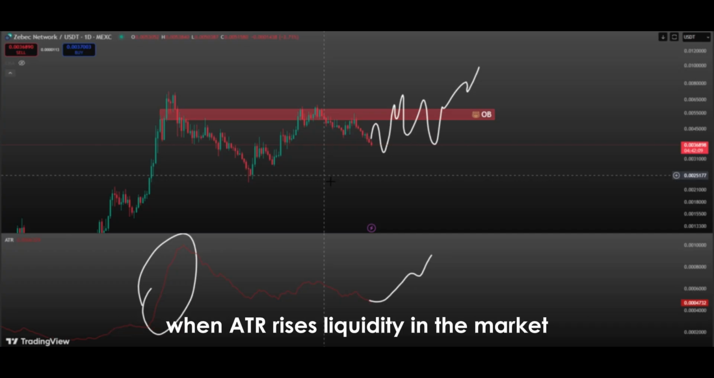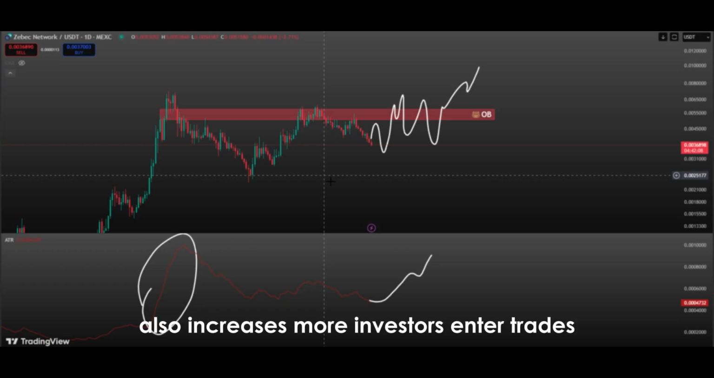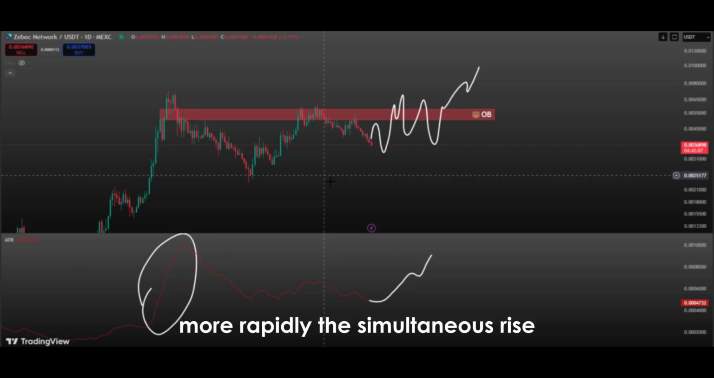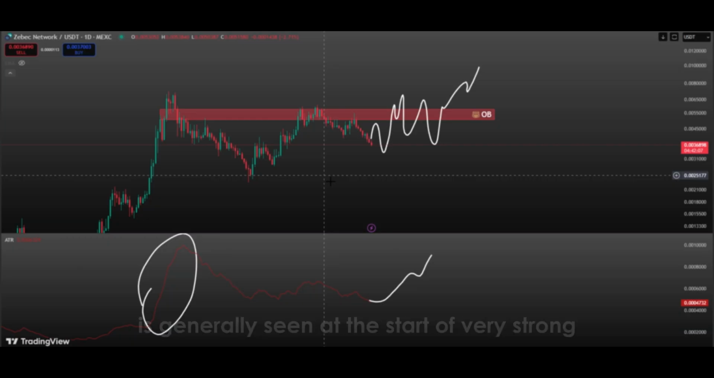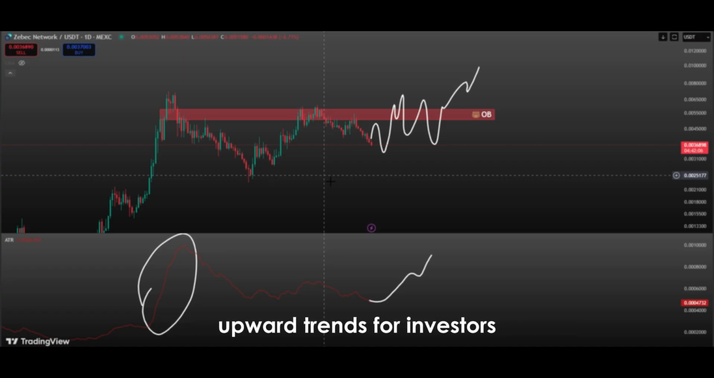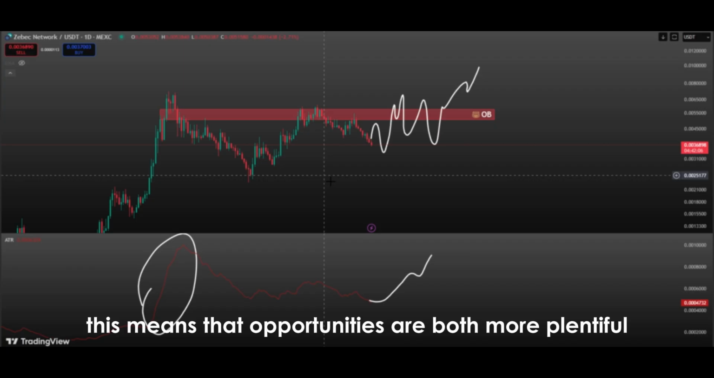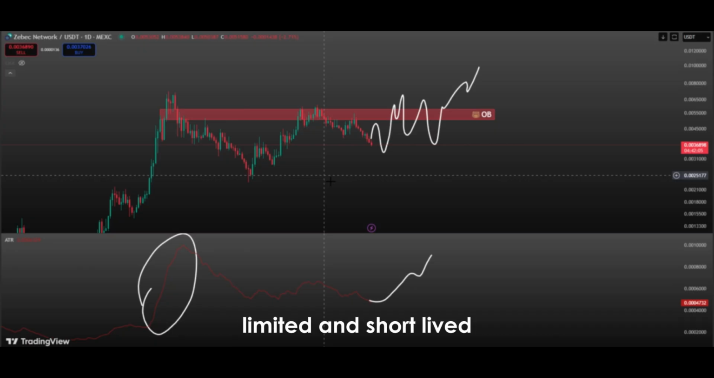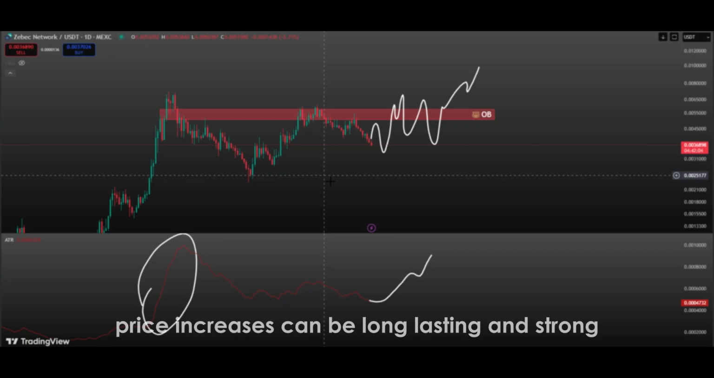When ATR rises, liquidity in the market also increases. More investors enter trades, volume rises, and this increase in volume supports the price being pushed upward more rapidly. The simultaneous rise of volume and volatility is generally seen at the start of very strong upward trends. For investors, this means that opportunities are both more plentiful and more reliable. Because in a low volatility environment, upward price movements are generally limited and short-lived, while in a high volatility environment, price increases can be long-lasting and strong.